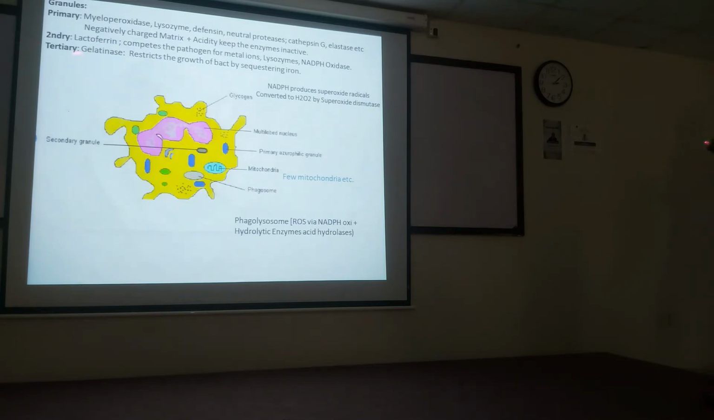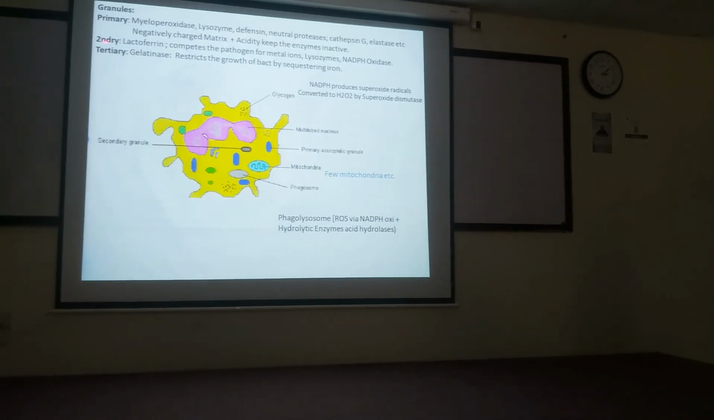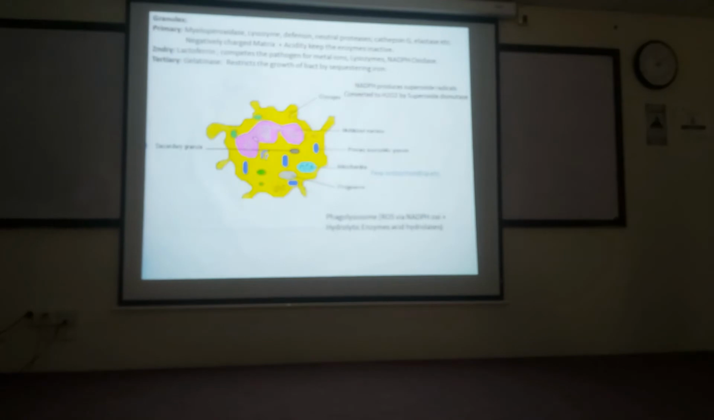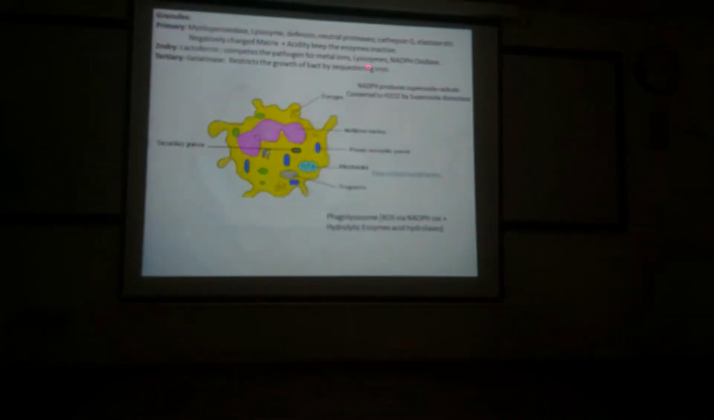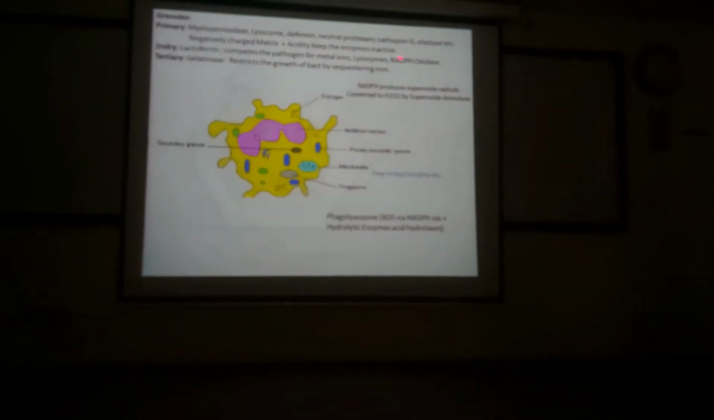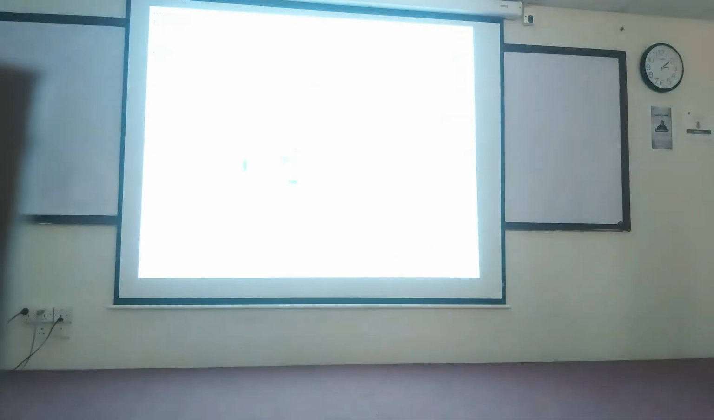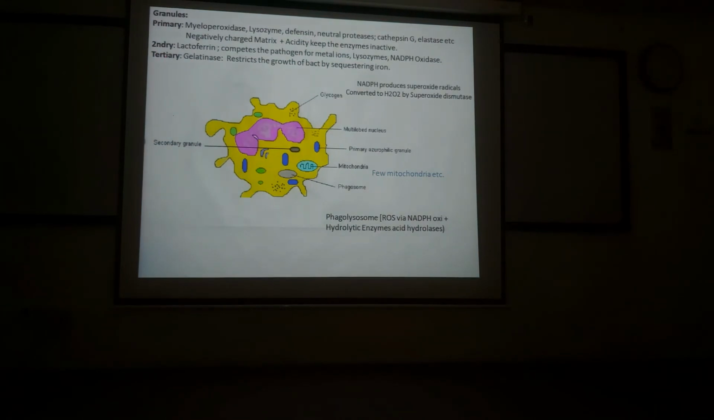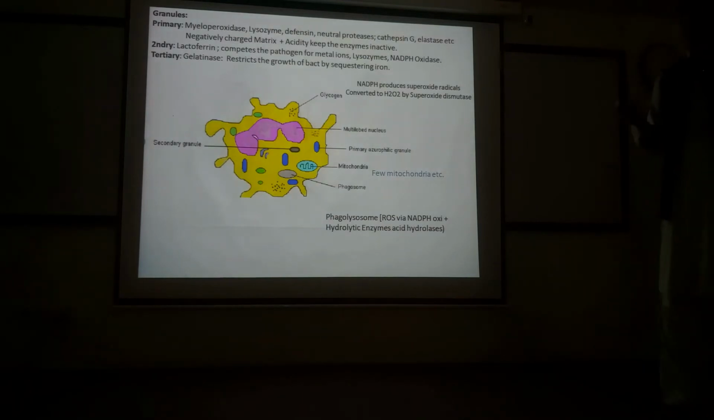Then there are secondary granules, and these granules contain lactoferrin, for instance. These also contain lysozymes. These also contain NADPH oxidase. Okay, so the lactoferrin, which is there in the secondary granules, competes with the pathogen for metal ions, for instance. Okay, so it can kill the pathogens by this kind of competition.